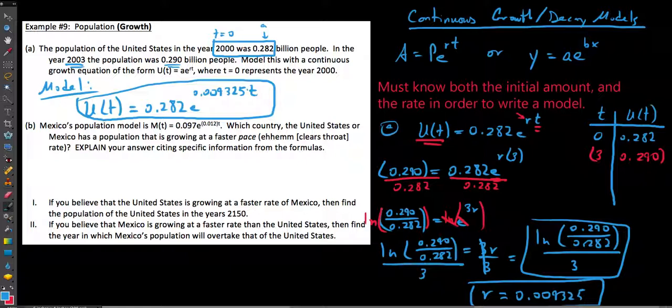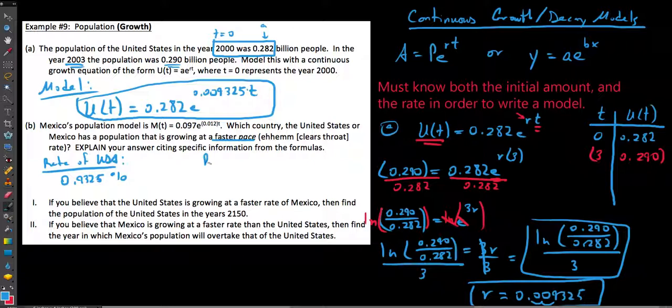Part B says Mexico's population is modeled by Mexico's population as a function of time equals 0.097 e to the 0.012 t. So my question here is, which country, the United States or Mexico, has a population that is growing at a faster pace? When we talk about faster pace, we really are referring to the rate. So we're going to say the rate of the USA. In this particular case, we just solved for it. When you look at this as a percentage, this would be moving our decimal twice to the right, 0.9325. So the rate of growth is 0.9325% in the United States.